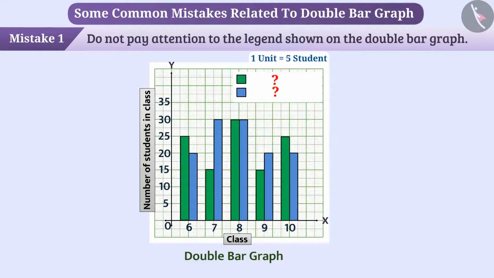Keep in mind that it is necessary to show what the bars represent when drawing the double bars. As such, it is necessary to show here that the green bar represents the number of girls and the blue bar represents the number of boys.